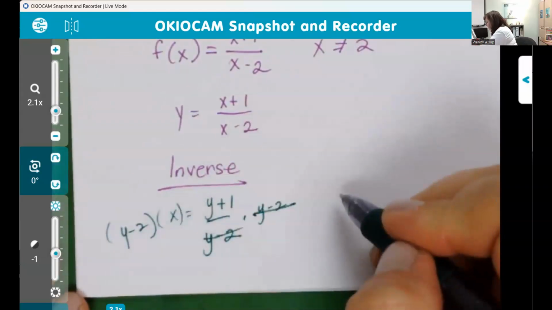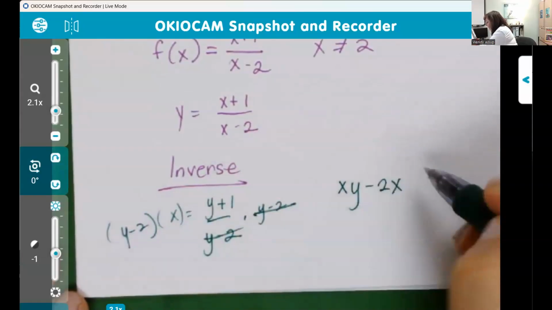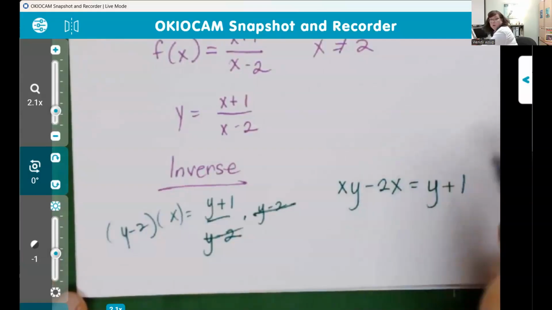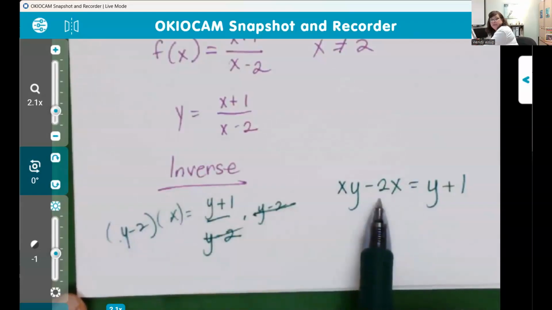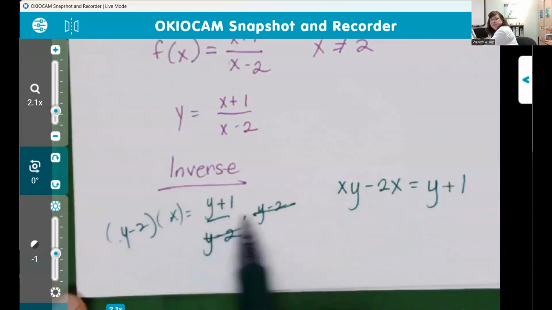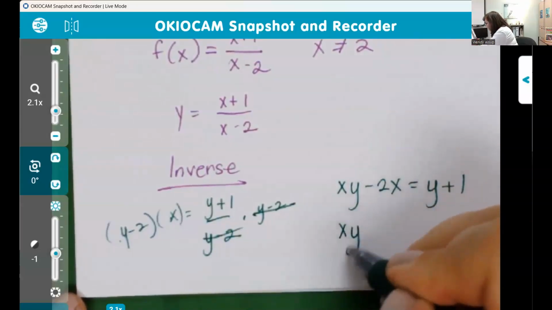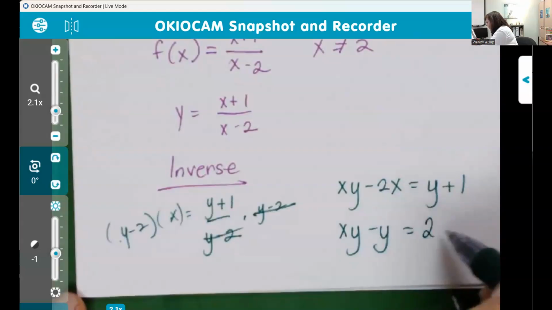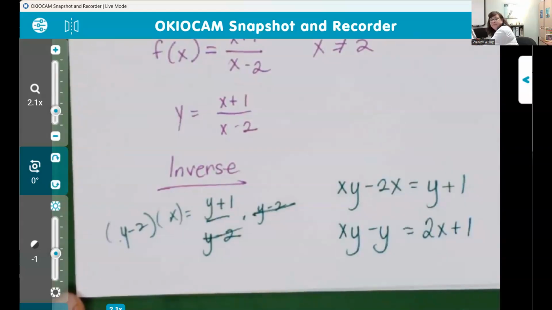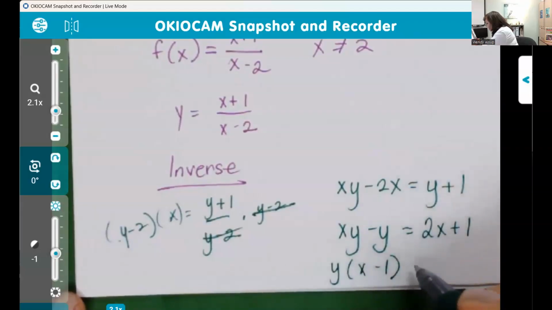So on the left, I've got x times y minus 2x. And on the right, I've got y plus 1. X times y is xy. X times negative 2 is negative 2x. Then these canceled out, y plus 1 up here. Get all your y's on one side. So xy minus y over here. I'm going to put my 2x over the other side, positive 2x plus 1. Factor your y out: y times x minus 1 equals 2x plus 1.